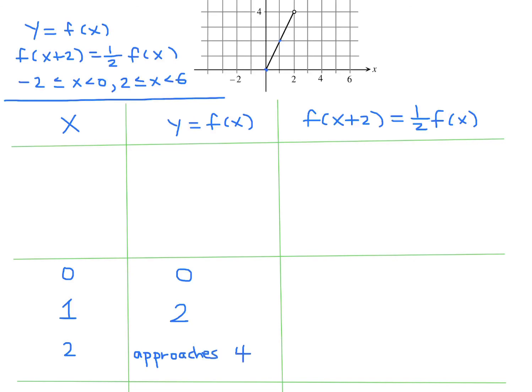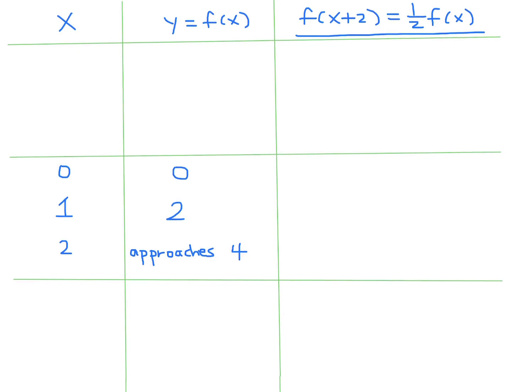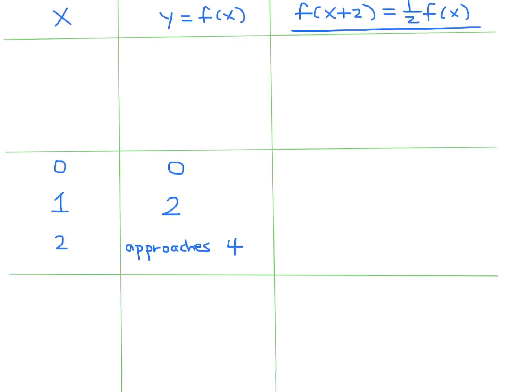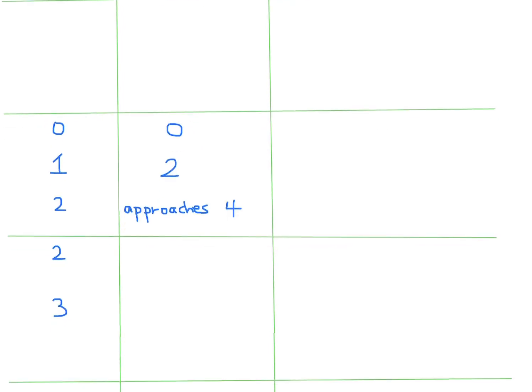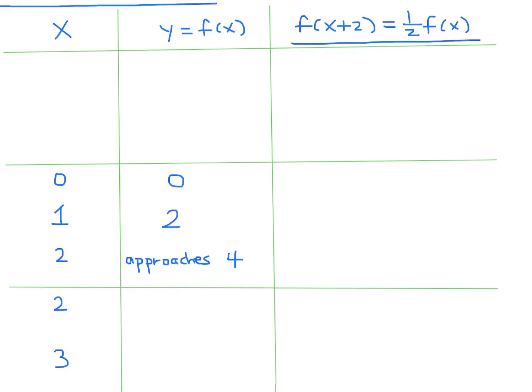So that was what I was referring to before. Okay, so this is what we know. Now we got to figure out this whole thing right here. So what values are we going to use? Well, we have to use 2, 3, and 4. Like that. So let's start with 2.